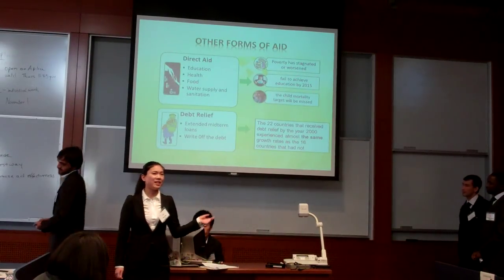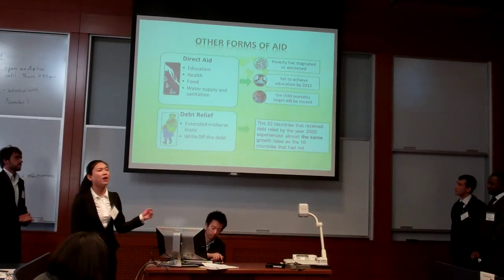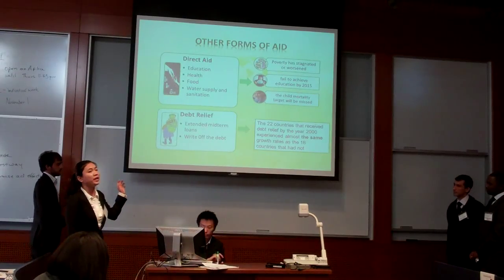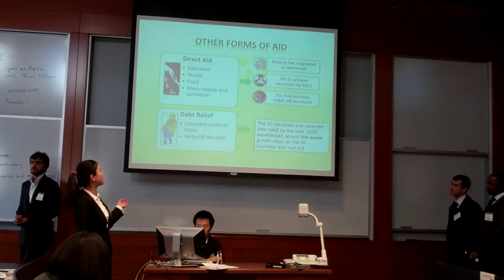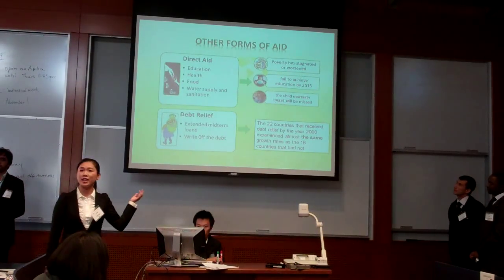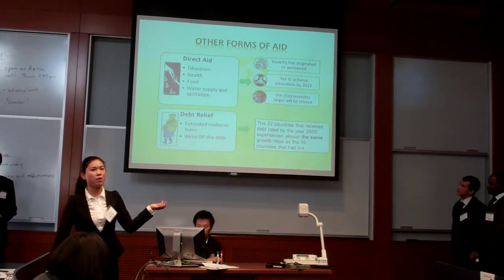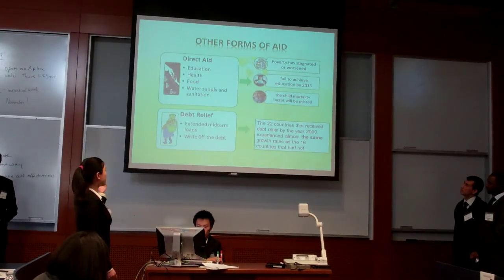Now, we have seen that aid for trade is effective. Now, I want to prove that it is the best way to increase effectiveness. We know there are other ways of aid. There are direct aids, which are aid for education, for food, for health, or for water supply. There is also debt relief.